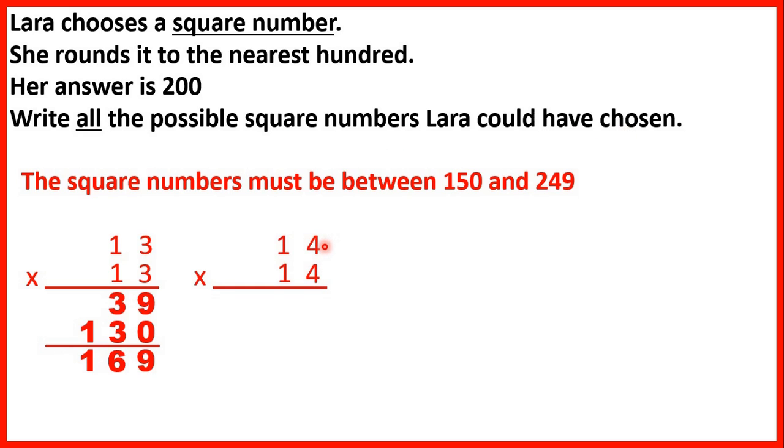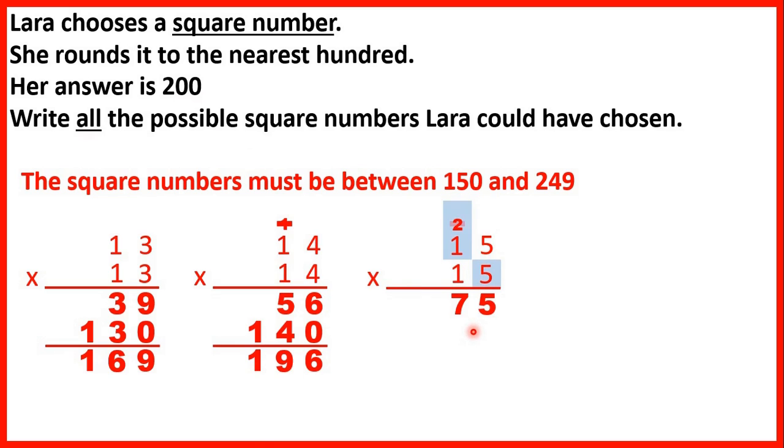So let's work out 14 times 14 and see if that answer rounds to 200 as well. We can use column multiplication for this, and we get 196, which does round to 200, so that's another possible answer. If we work out 15 times 15, again, that's going to give us a square number because it's what we get when we multiply a number by itself. And again, it's between 150 and 249, so 225 rounds to 200 as well.